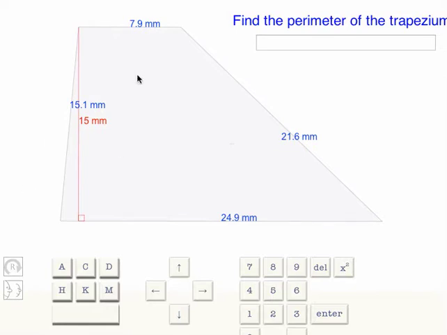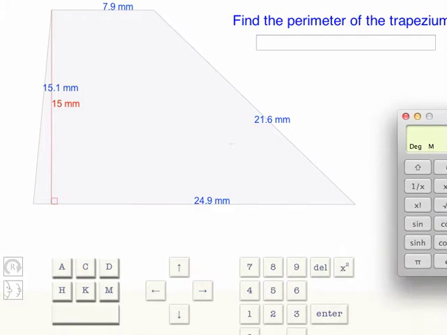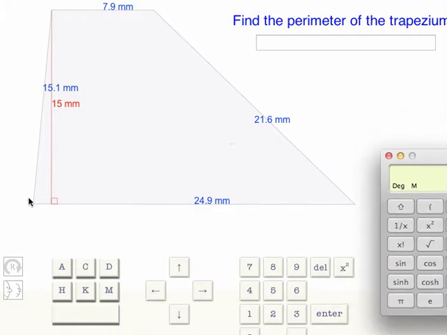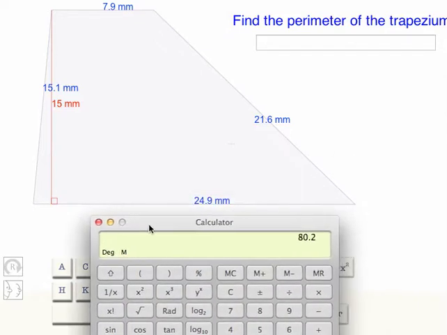Okay, so let me get my handy-dandy calculator, and we're going to add up only around the outside. So that's this length, that length, that length, that length. So the base, the big base, slant height number 1, the little base, slant height number 2. Okay, the height does not come into it. All right, so let's do that.